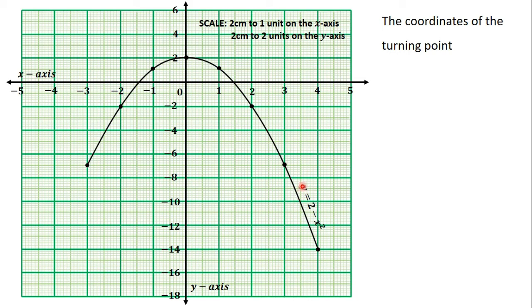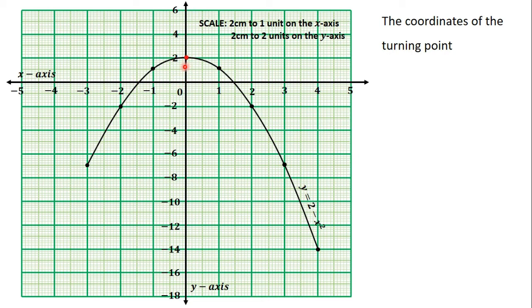This is the graph of the relation y is equal to 2 minus x squared. We want to find the turning point. In the previous video, we have learned that in order to find the turning point, you first have to locate where the turning point occurs. As we can see, the curve starts from here and it moves upwards until it gets to this point where it changes direction and starts moving downwards. So it means that the turning point occurs here. So we have to find the coordinates of this point.